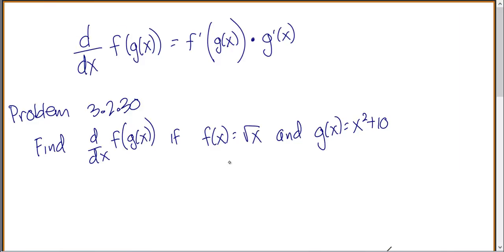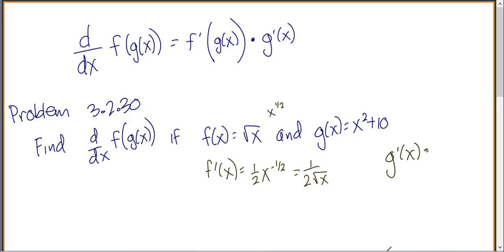We have a problem written out, and you say, okay, well that's f of x. Let's find f prime of x exactly like we normally would. So the derivative of the square root of x, that's your x to the 1/2. So it would be 1/2 x to the negative 1/2, or 1 over 2 square roots of x. And g prime of x would just be, the derivative of x squared plus 10 is 2x. So again, we take those derivatives like normal.